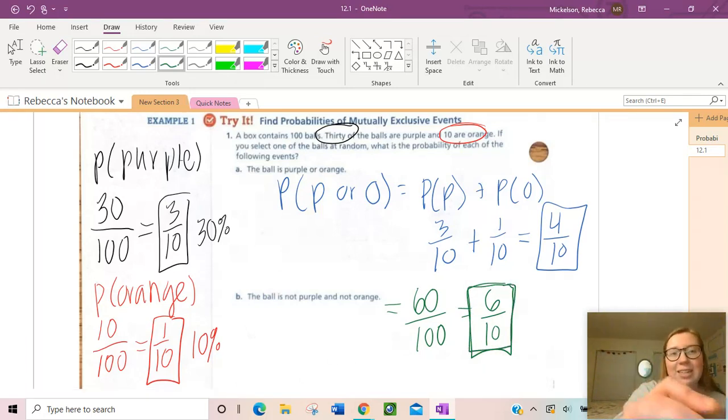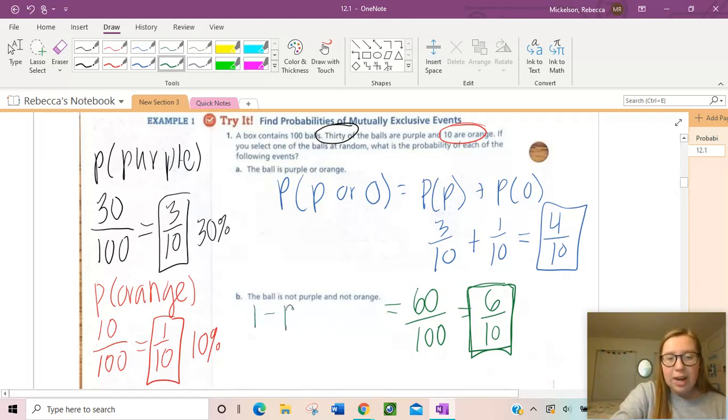Maybe the more technical way that our book would have shown you the answer is when you're finding not the probability of something happening, you're going to take 1 and subtract the probability that it does come true.